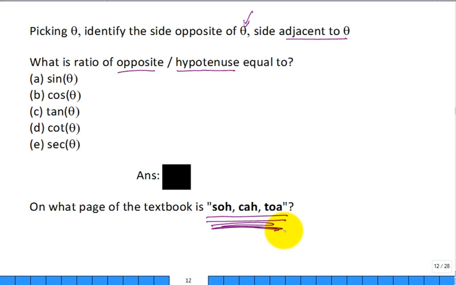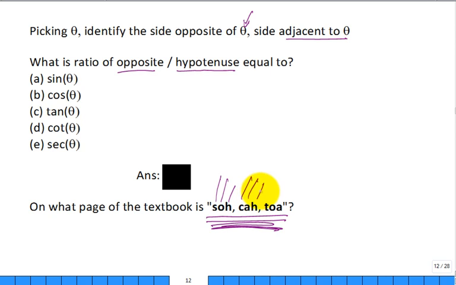SOH CAH TOA. How many people have heard of it? I never heard of it, period. I'm honest. I never, ever heard of it. And so what is the SOH for? I'll take a volunteer in this row. What's the SOH for? Sine is the opposite over the hypotenuse. All right. How about a volunteer over here? Which is CAH?